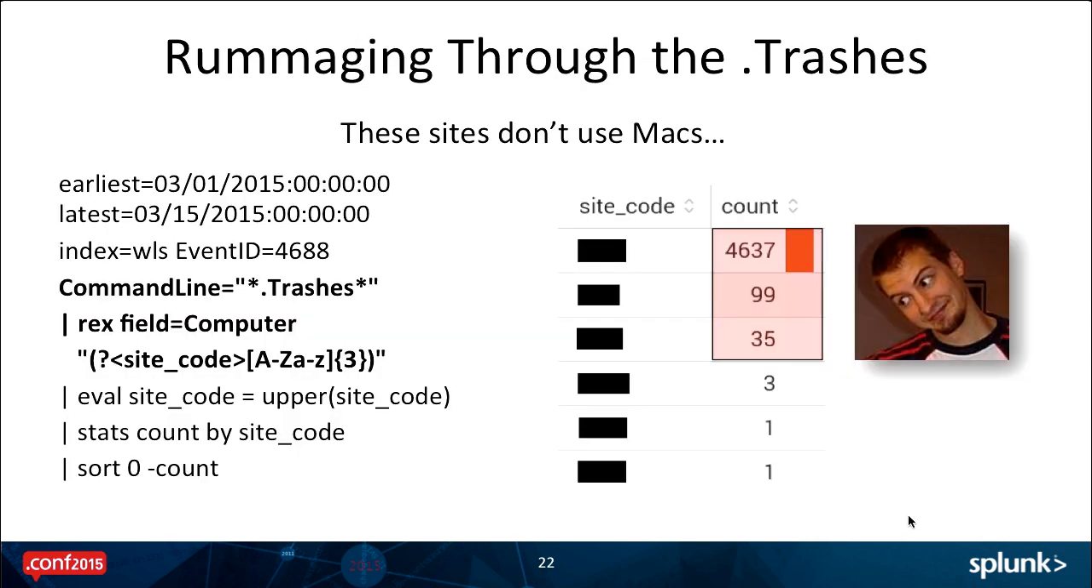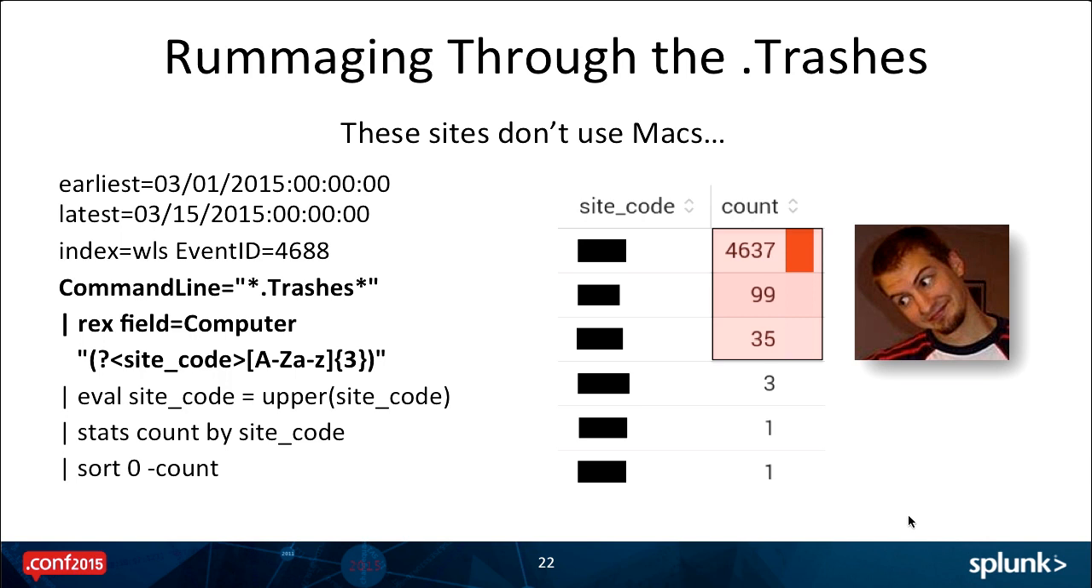Let's find out first by looking at which sites are currently affected. One way to do that is, again, to look at process execution, event code 4688, and specifically look in the command line for simply .trashes. Literally *.trashes*, that's it, nothing fancy. And then we're just using a little regex here to pull out the site code. We use three-letter site codes, we can say that. A lot of people do that.